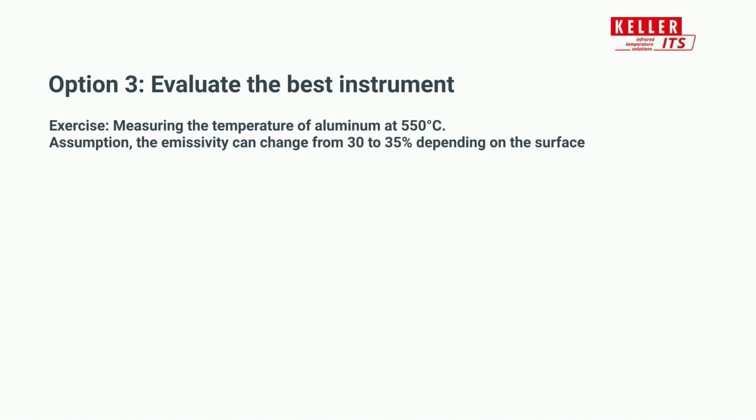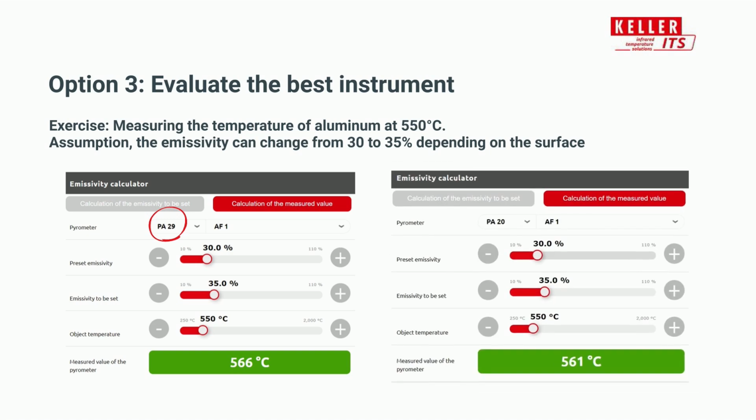Let's do some comparison for an aluminium surface with a surface temperature of 550 degrees by using the CellarTemp PA29 and the PA20. Type in the emissivity which is set and also the correct emissivity of the surface, as well as the real object temperature. The result will show you the measured value of each pyrometer and thus the measurement deviation from the true temperature. In this example, it clearly shows that for the chosen conditions, a PA20 is less influenced than a PA29.